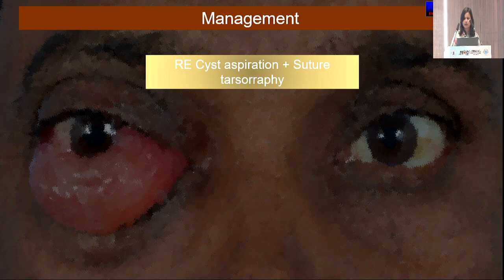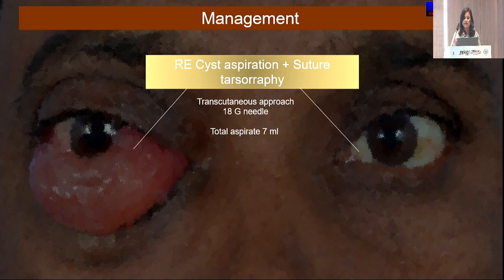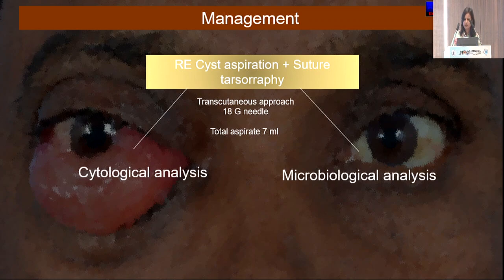The second step that we thought about is, since it was a well-defined intraconal lesion, we would do a cyst aspiration and see what the aspirate is, so that we get to know what pathology we are dealing with. And we did a transcutaneous cyst aspiration. A total of 7 milliliters of aspirate was found, which was frank blood. We sent it for cytology and microbiology, and the amusing thing was the chemosis and the proptosis did not settle down on the table at all.